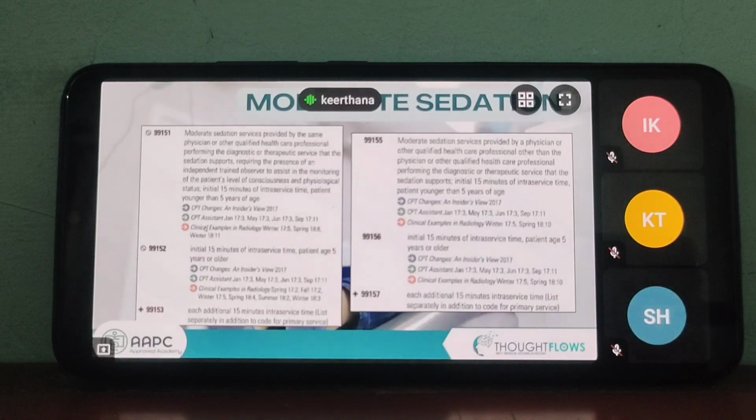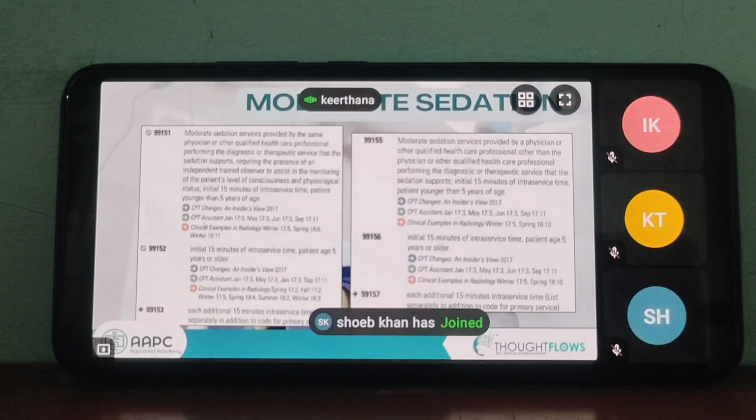Okay, so now let me ask. The patient is undergoing moderate sedation by the same physician. The age of the patient is 16 years, and the total time spent is 30 minutes. What will be the code?